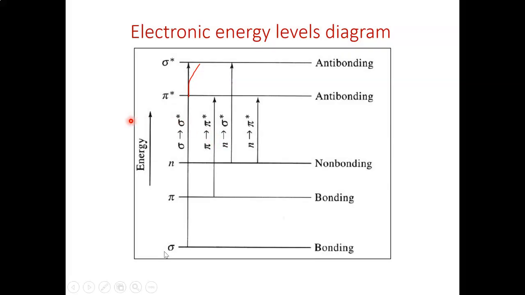This diagram also shows the same thing as before, except the drawing is in this form. It is just the energy levels, without the earlier style. So we have sigma to sigma star, pi to pi star, n to sigma star, n to pi star.